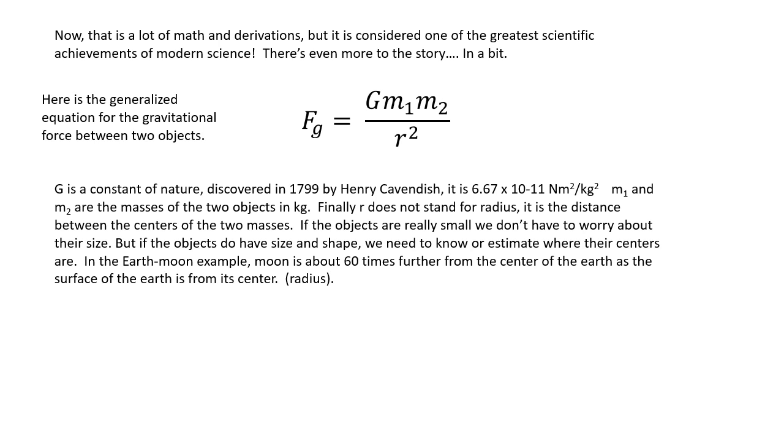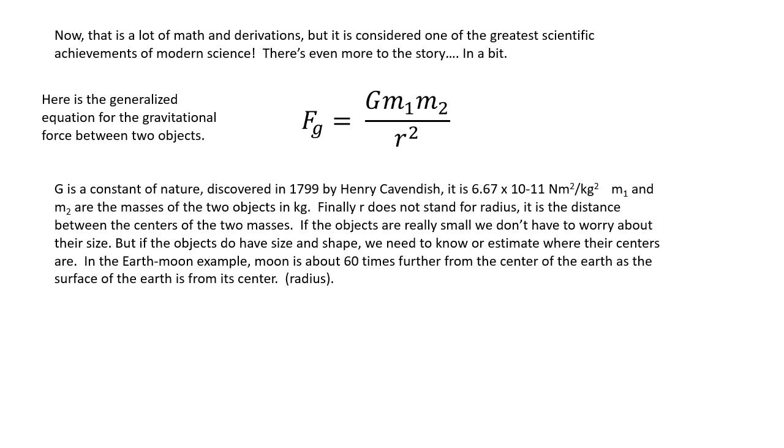It was discovered in 1799 by Henry Cavendish doing a very elaborate experiment. It's 6.67 times 10 to the minus 11 newtons meter squared per kilogram squared. It's a really small number. It's kind of a mystery why it's so small. M sub 1 and M sub 2 are the masses of the two objects in kilograms.